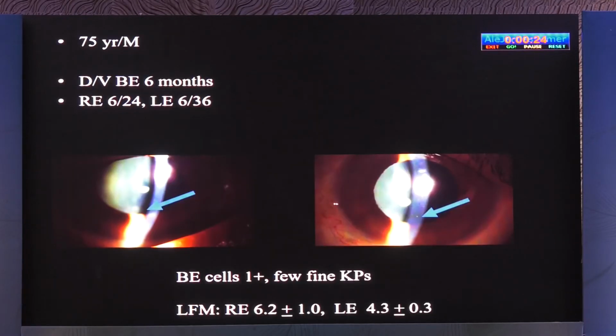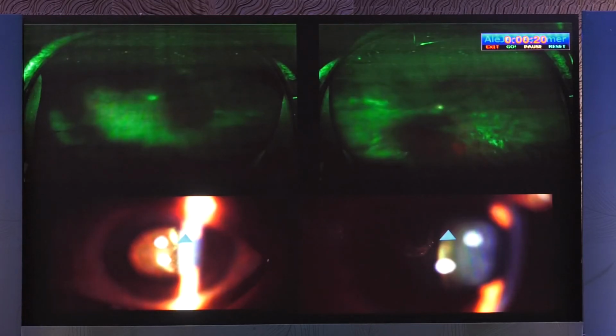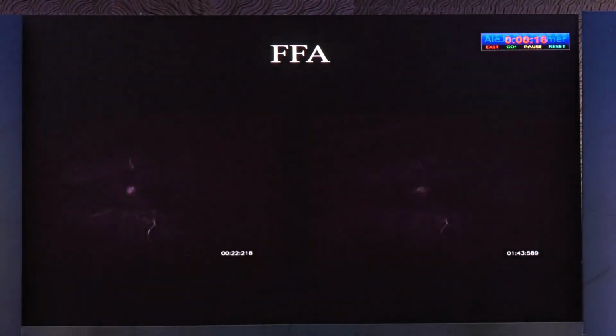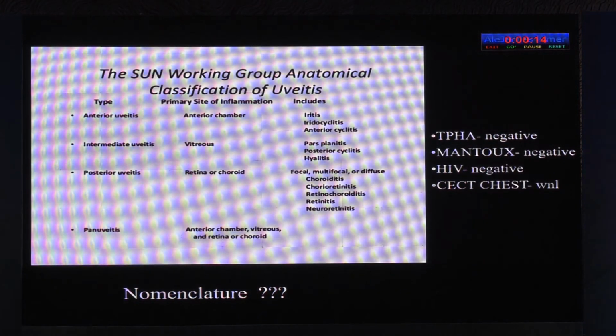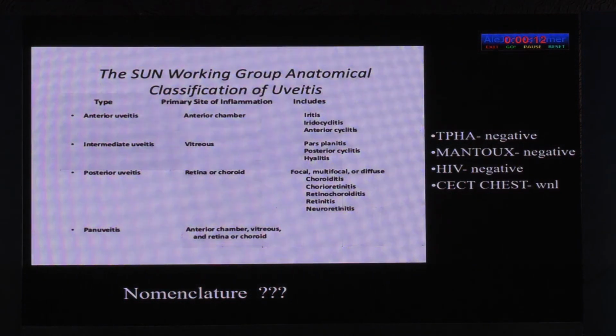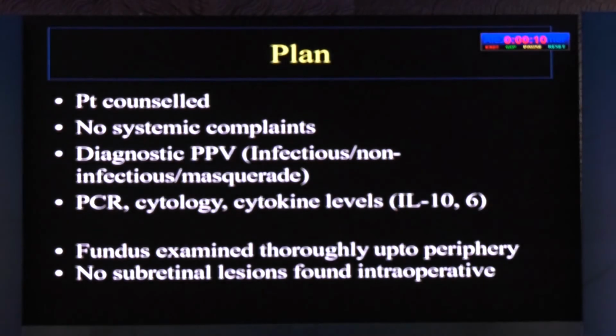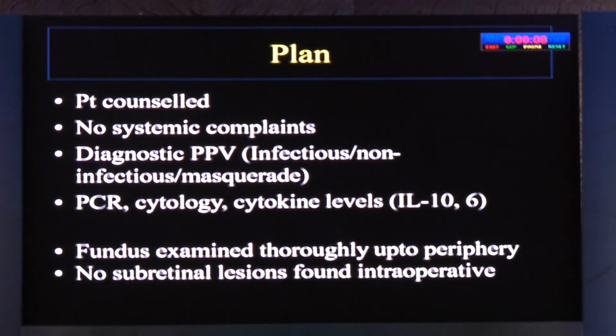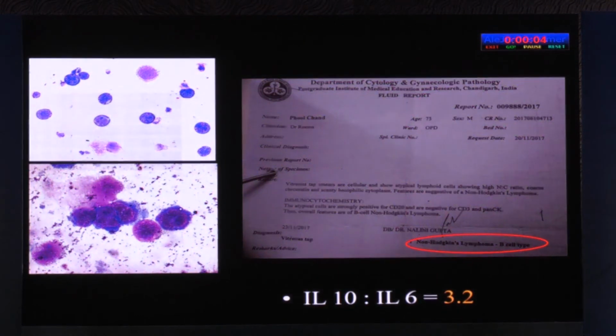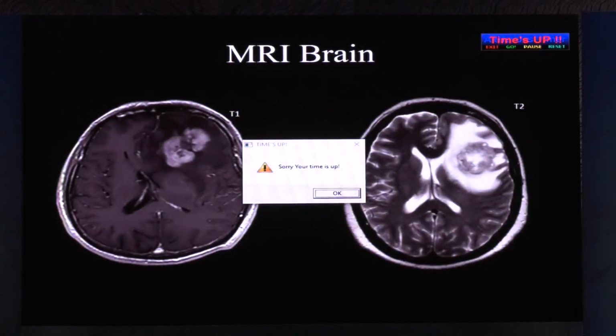An elderly gentleman presenting with bilateral severe vitritis. You can see the amount of vitritis, lots of vitreous membranes, not possible to do a fluorescein or an OCT. So we could not even put this patient into any anatomical classification. So we took up this patient, was counseled, and the main suspicion was intraocular malignancy, and the report was non-Hodgkin's B-cell lymphoma. Even the IL-10 ratio was high as compared to the IL-6.